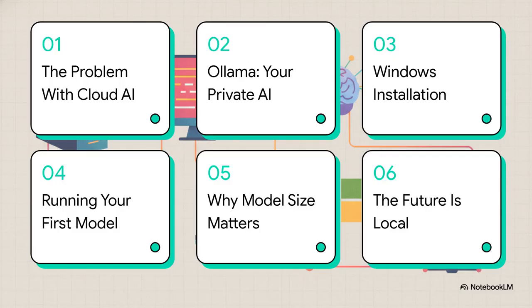So, here's what we're going to cover. First, we'll talk about why running AI locally is such a game changer. Then, I'll introduce you to our tool for the job, Ollama. After that, we'll dive right into the hands-on installation guide for Windows. We'll get you running your very first model, explain why size is so important when you're choosing one, and wrap up by looking at the incredible power you now have at your fingertips.